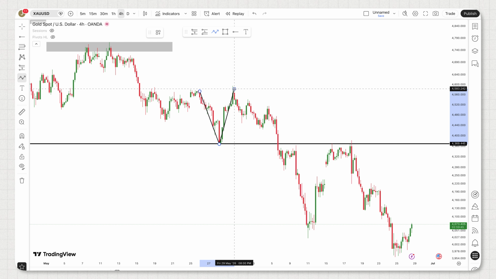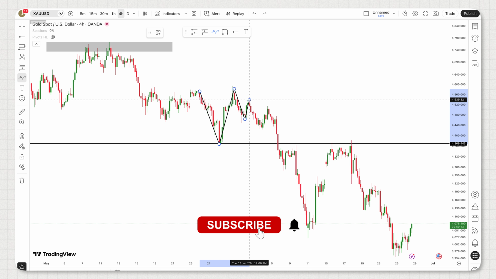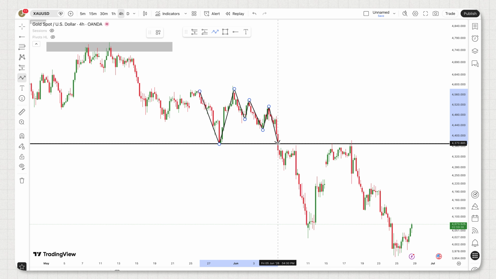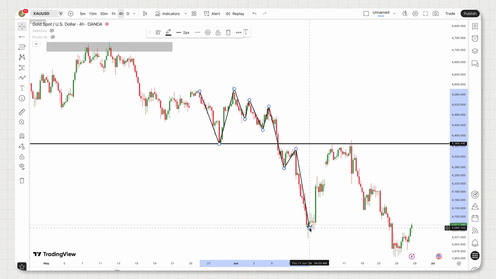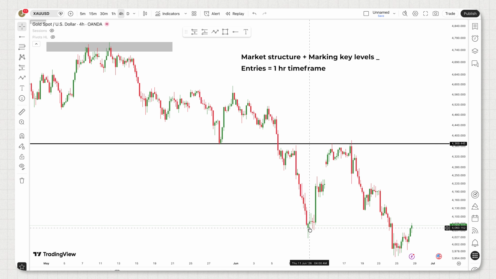Then we created a high, right? Created a higher low, but then created a lower high. Lower low, lower high. Ended up breaking structure at the same key level on the daily time frame, creating a lower low, created a small high, then created a lower low still. So the 4-hour time frame is bearish and the daily time frame is also bearish.